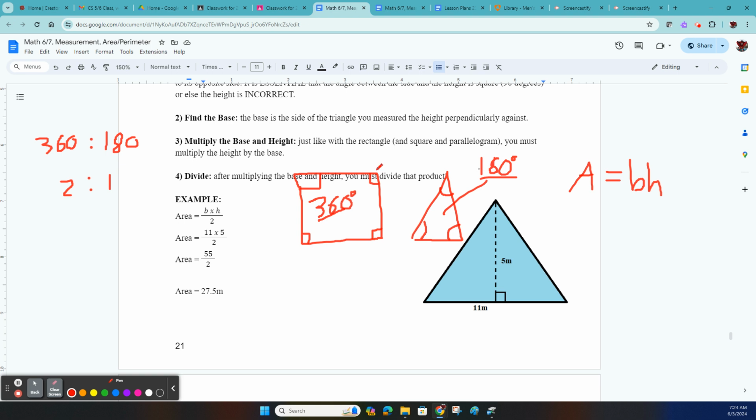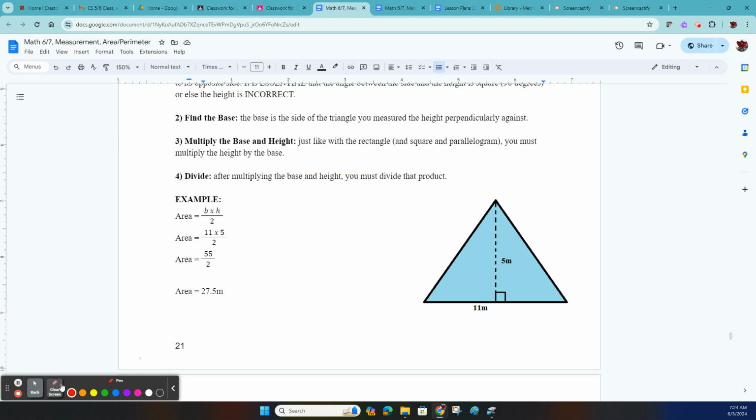Now, how the heck does that apply to what we're doing now? We're talking area. How does that apply? Well, triangles are still half of quadrilaterals. All quadrilaterals can be cut in half. And when they're cut in half from diagonal to diagonal, what do we have? We got a triangle and a triangle.